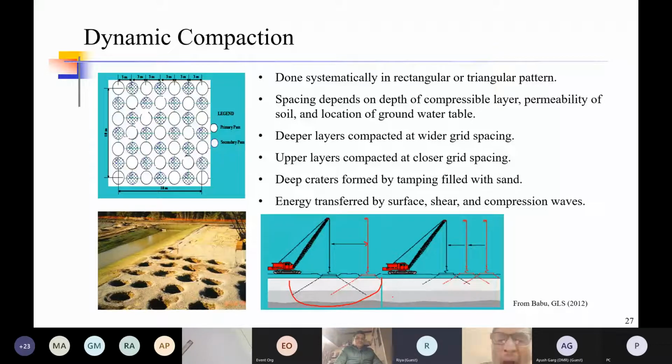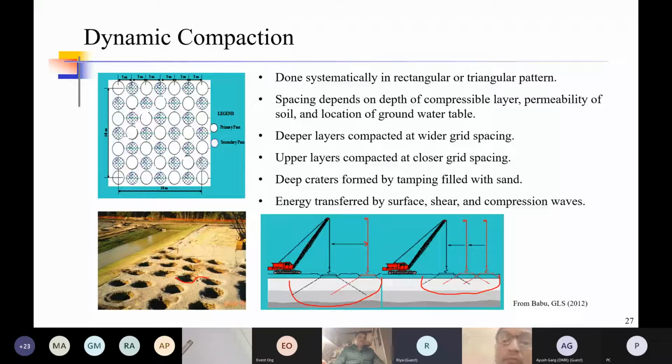But if you want to reach the lower sections, lower depths, your center to center spacing needs to be lower. So based upon how much depth you want to cover, your grid spacing needs to be defined. Now, once this heavy weight comes down, it compacts, but it also creates a crater.